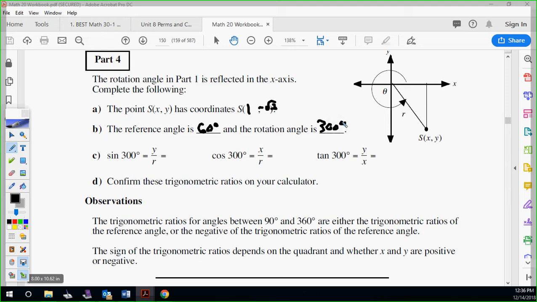Okay, so sine of 300. Sine of 300, is that going to be positive or negative? Negative, good, because we're down. Cosine of 300, negative or positive? Positive. We're to the right now, right? And then tangent, y is negative, x is positive, so it's a negative tangent. So negative root 3.